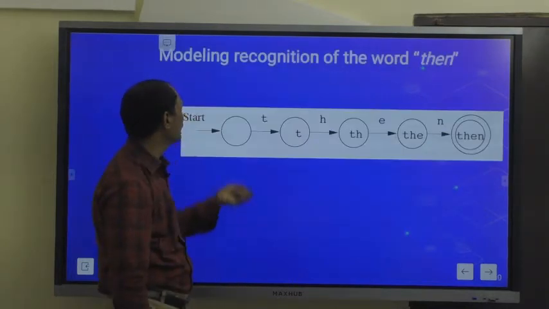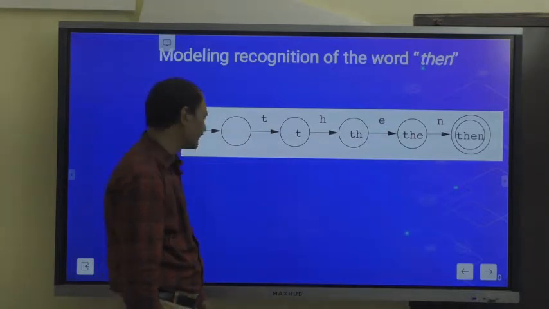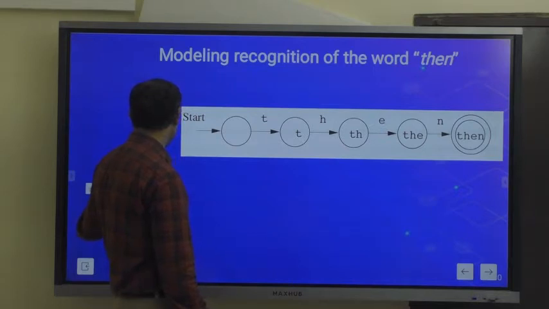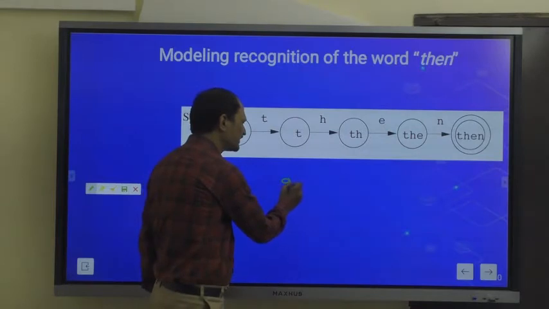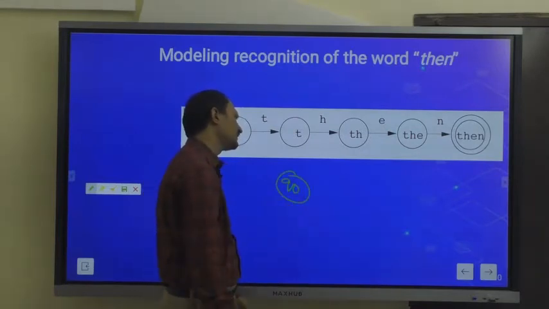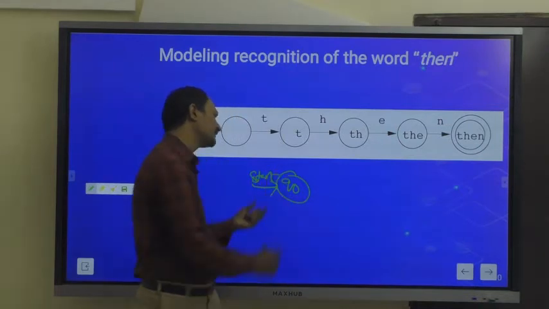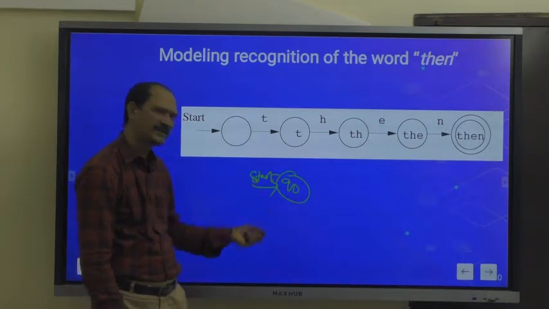Now we are going to see modeling recognition of the word "then". Suppose that you want to make a word, "then", acceptable. See, in FLAT we are always going to have a concept called the starting state, as well as a concept called the final state, and a concept called an intermediate state. The starting state is normally represented with the letter Q0, and if it is a starting state, I am going to write "start" on the arrow above. We are going to represent it as start.